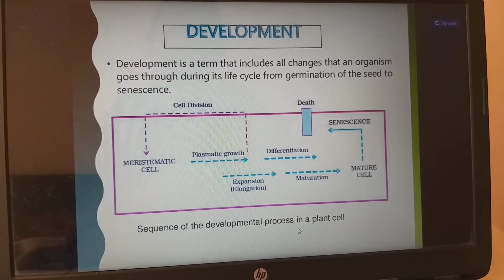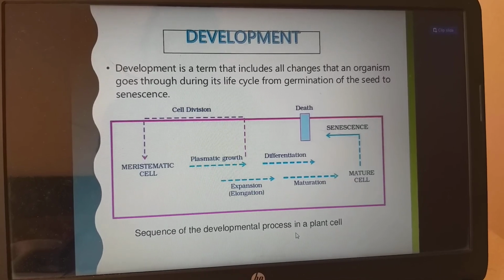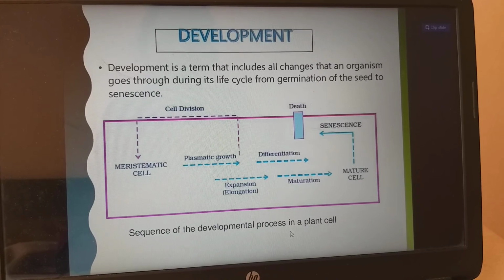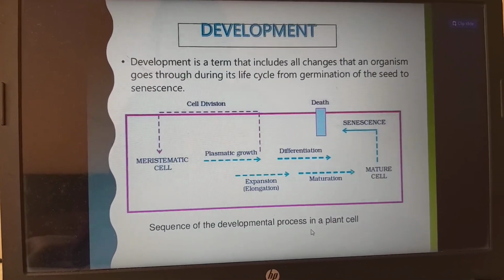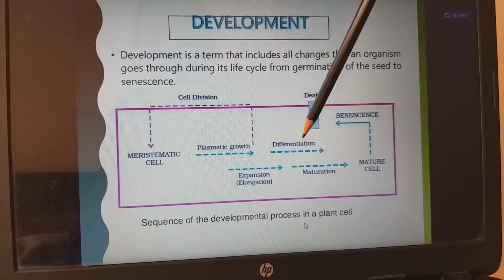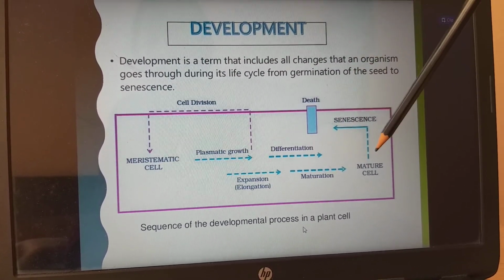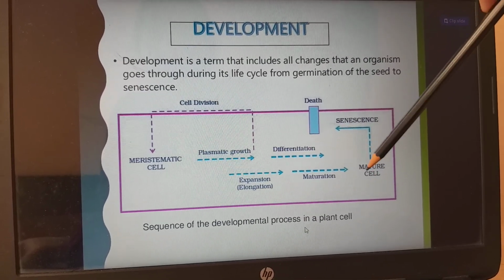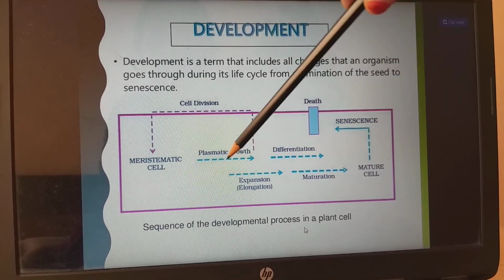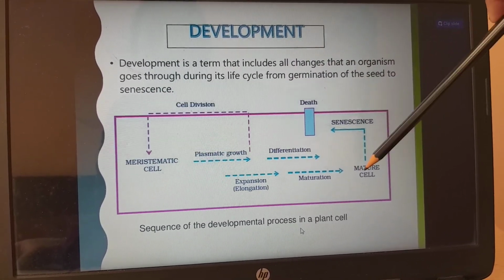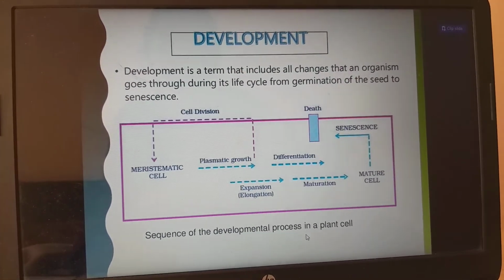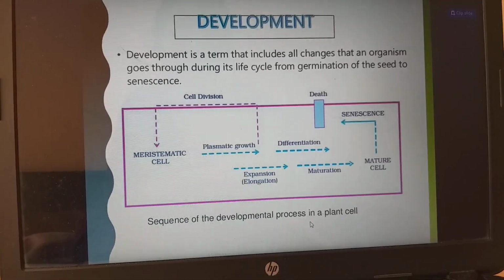Next, development. Development is a term that includes all changes that an organism goes through during its life cycle, from germination of the seeds to senescence, meaning old age. So initially it is a meristematic cell. With plasmatic growth, it will undergo differentiation. Through differentiation, it will finally form the mature cell. So this maturation will take place to death, or expansion and maturation to a mature cell. So from here to here, this process we call cell division. So this is the sequence of developmental processes in the plant cell.